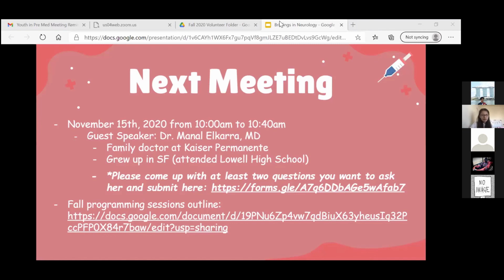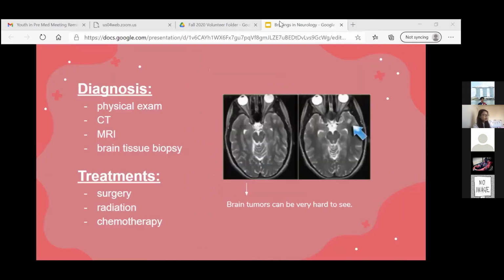The diseases in the brain are pretty interesting. We haven't really discovered a lot about them yet, so it's definitely a field that is worth going into and researching.